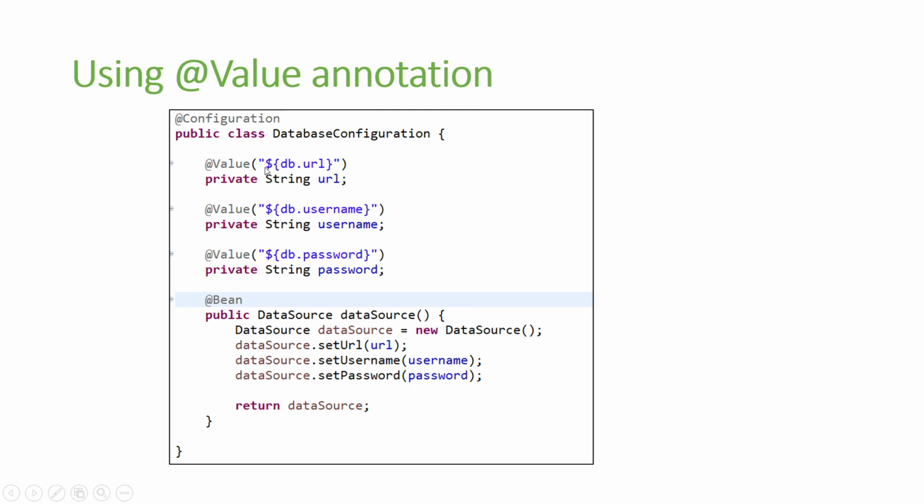It is straightforward. If you observe the syntax, in the double quotes we need to follow a special syntax, dollar curly braces. If you follow it like this, inside the curly braces you can directly give the property key, that is the property name, then the value will come automatically into the variable. Okay, so we will see it practically.